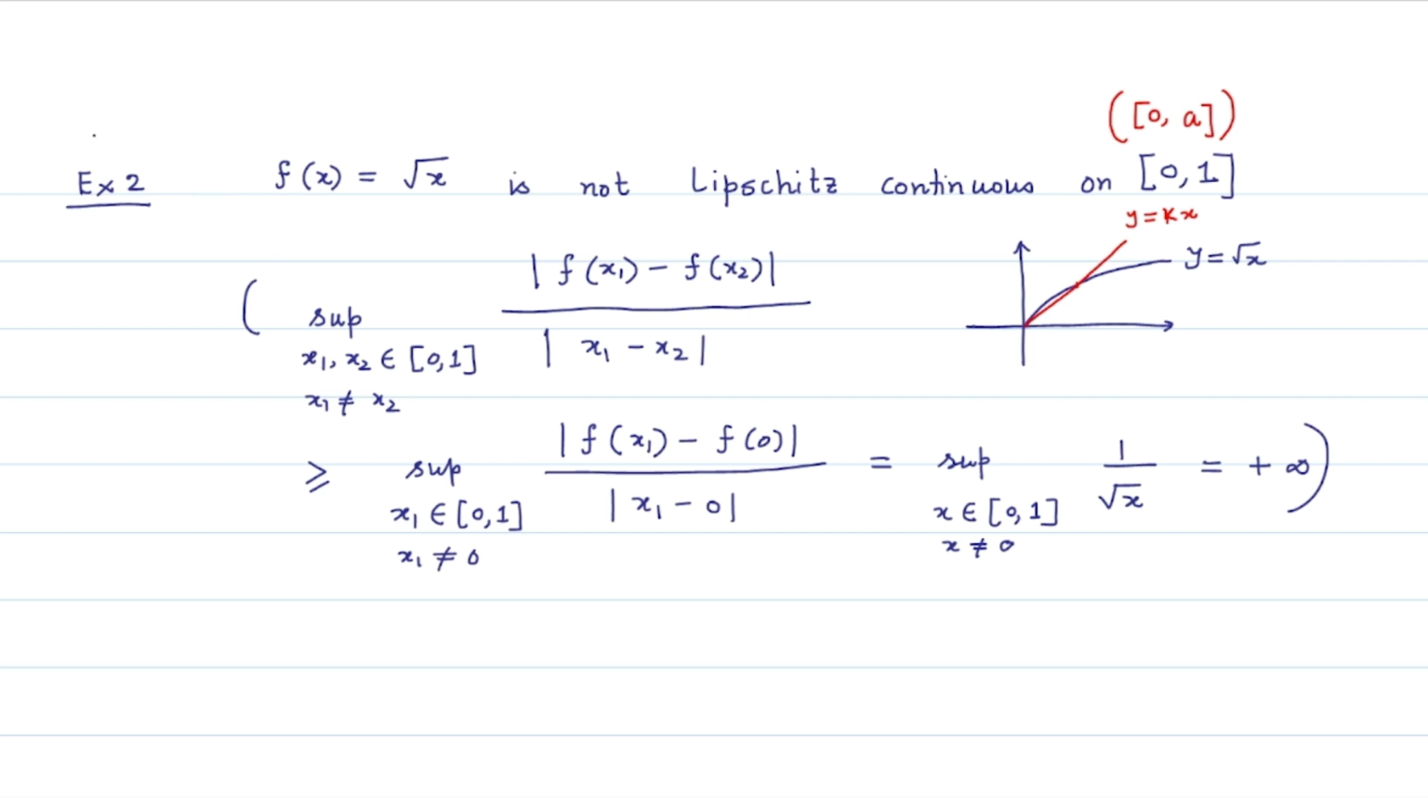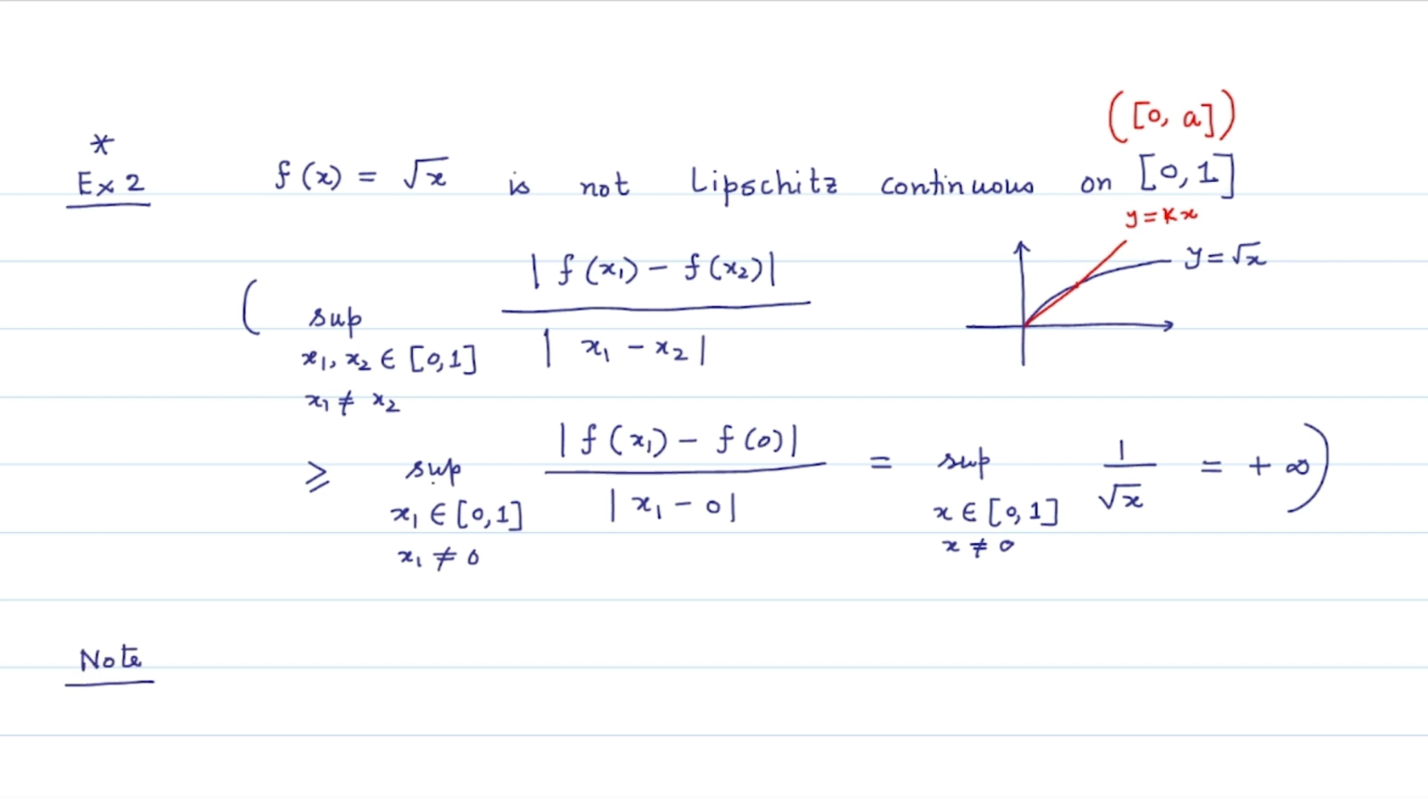This example also gives us an example which is uniformly continuous but not Lipschitz continuous. We got to know that every Lipschitz continuous function is uniformly continuous, but this example indicates that not every uniformly continuous function is a Lipschitz continuous function. Please figure out why this function f is uniformly continuous on the given interval 0 to 1.